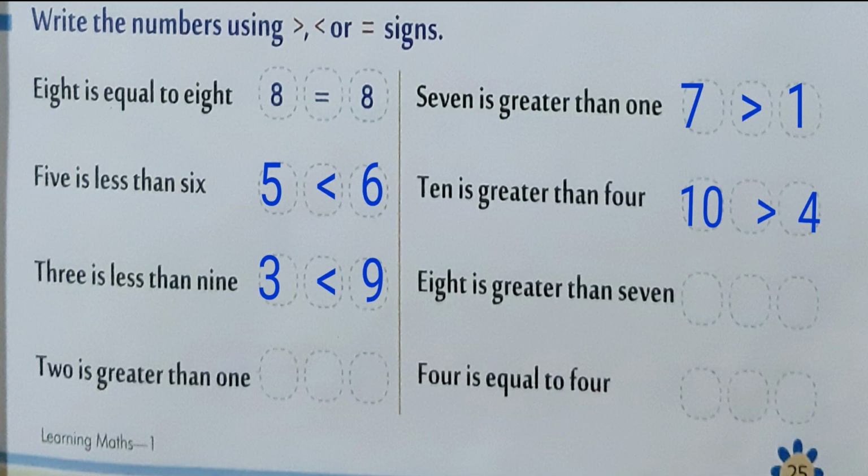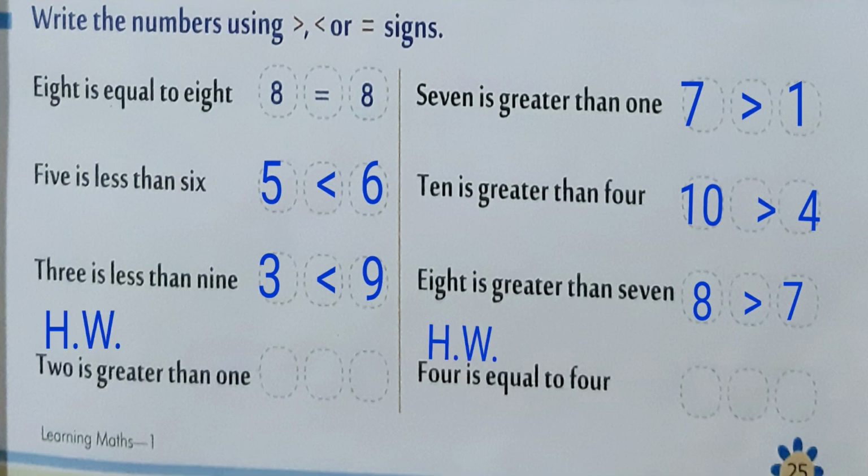And see the next one. Eight, 8, is greater than seven, 7. 8 is greater than 7. So here we have to write 8 and greater than sign and 7. 8 is greater than 7. And next 2 are the homework.